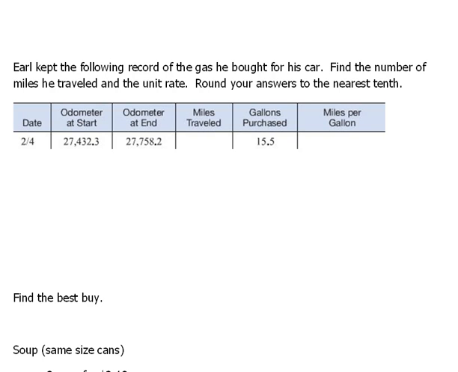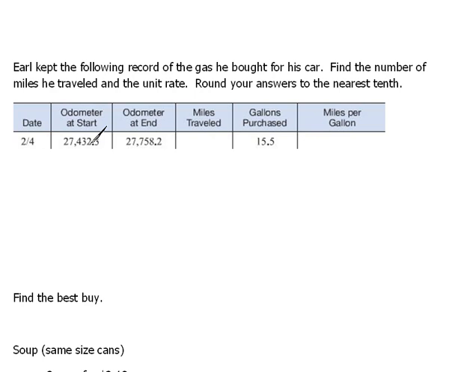Okay, here again we have some more application problems dealing with rates. So this says Earl kept the following record of the gas he bought for his car. Find the number of miles he traveled and the unit rate. And then find your answers to the nearest tenth. Okay, so we need to fill in our columns here.